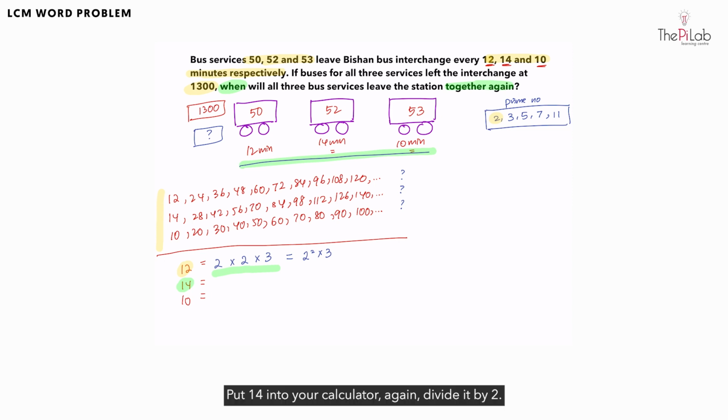Put 14 into your calculator. Again, divide it by 2. You get 7, right? Now, I'm going to go ahead and write down 7. Now, why 7? Because 7, you realize, is also in your prime number list. So 14, again, punch it into the calculator. Make sure 2 times 7, you get back 14.